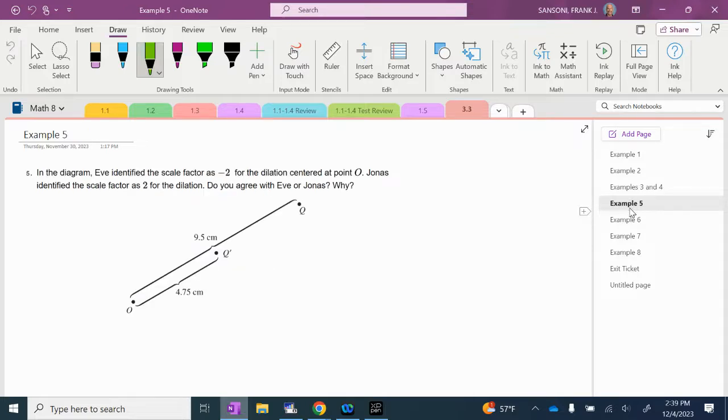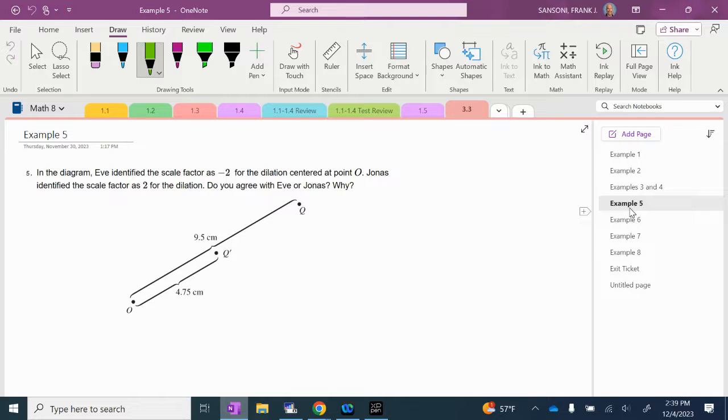Now it gives us everything we need. We just need to figure out what we're looking at. It says in the diagram, Eve identified the scale factor as -2. Does it make sense to have a scale factor of -2? No. Can you ever have a negative scale factor? No. If you want to make something smaller, you don't have a negative number. You have what type of number? A fraction. A fraction is a reduction. It'll never be a negative number.